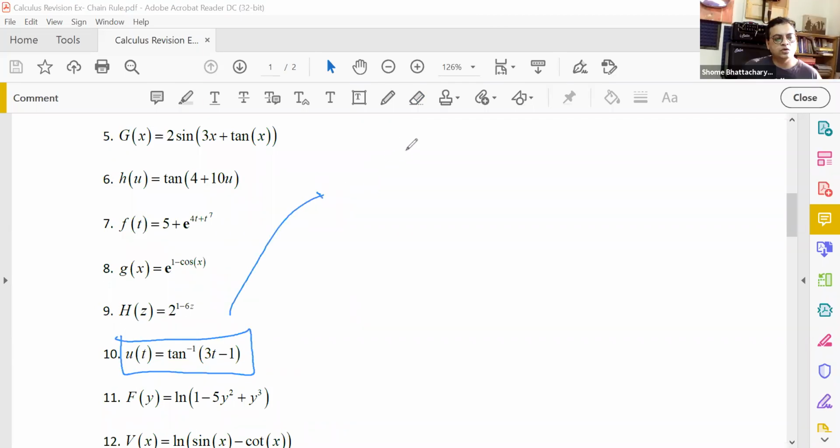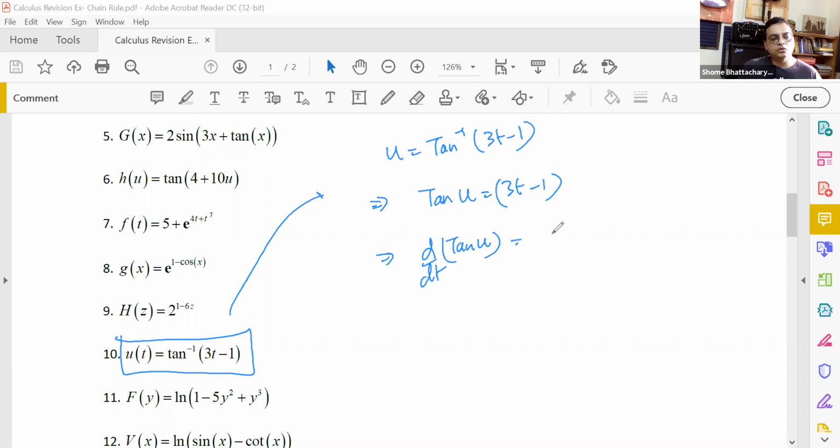So if u is equal to tan inverse of 3t minus 1, then I'll just first apply this step that I'll take tan on both sides. So tan of u must be 3t minus 1. Now this becomes easy. So differentiation of tan u with respect to t should be equal to differentiation of 3t minus 1. Now this we'll have to apply chain rule because we have tan of u and we are differentiating with respect to t. So this will become differentiation with respect to u of tan u multiplied with du by dt. And right hand side is very simple, it's just becoming 3. So this is the chain rule step. This is the critical step.